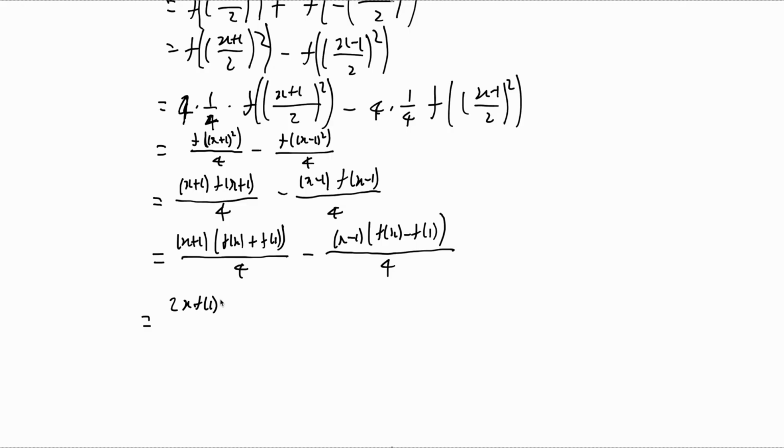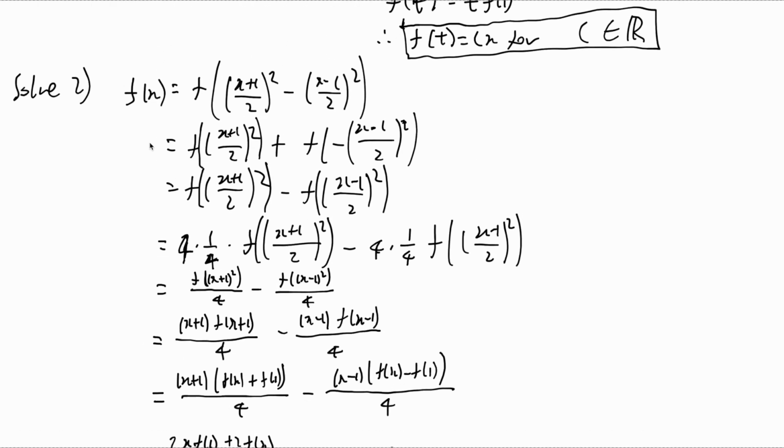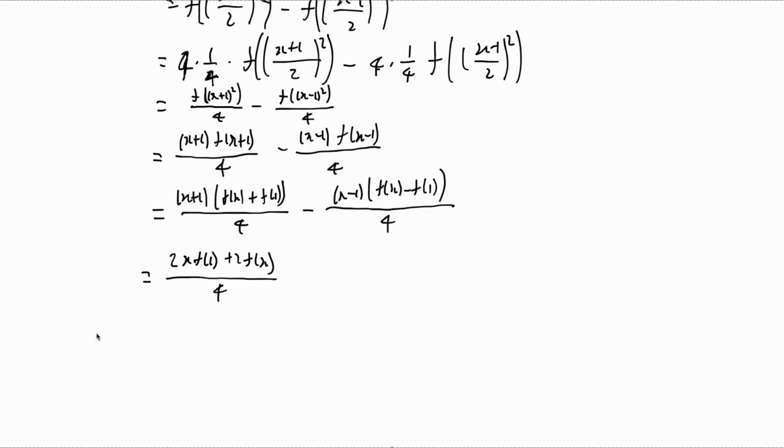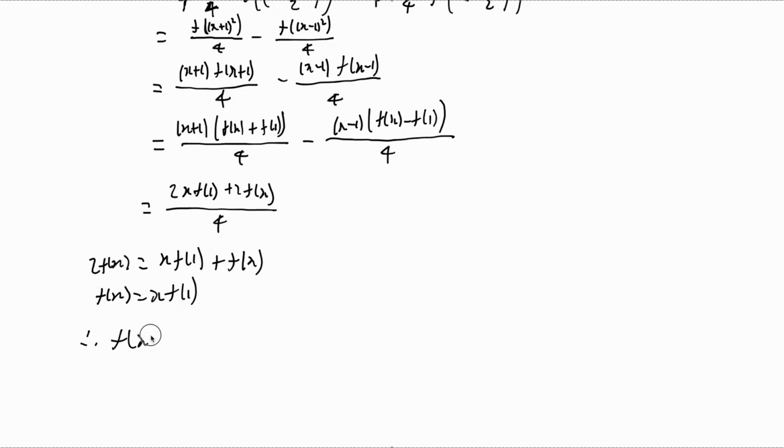Is it right? Yeah. How about f of x plus f of x, which is 2f of x? How about f of 1? That cancels, so over 4. And what was that equal to? f of x. So 2f of x is equal to x f of 1 plus f of x. Therefore, f of x is equal to x f of 1. And that's the exact same result that we got.